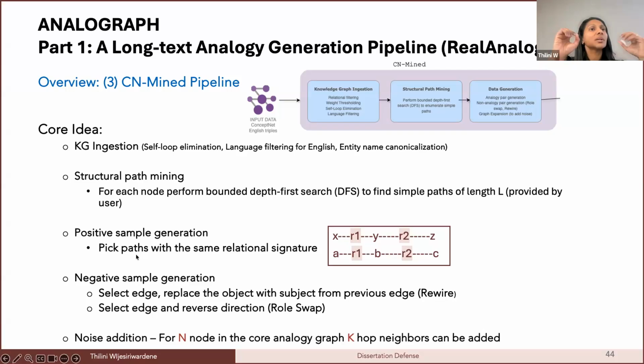Do you have an example of this? Not right now in this, but I have one in my thesis. Thilini, could you repeat the question, because I don't think it was very clear to people on Zoom. Okay. Dr. Humes asked whether I have an example for this negative sample generation. Right now I don't have an example here, but I have one in my thesis for this.